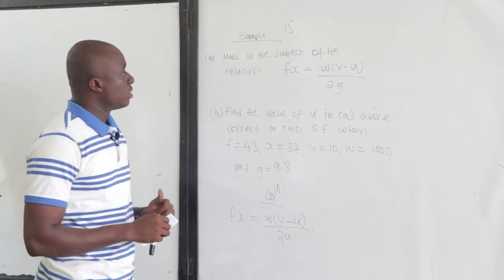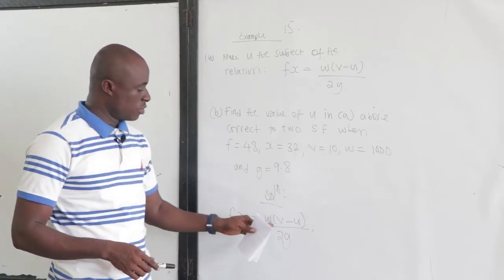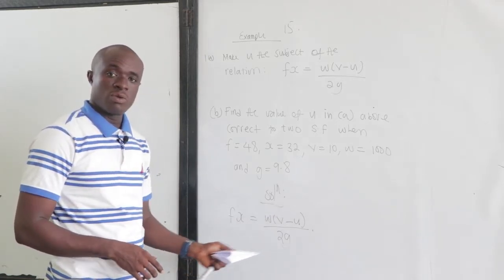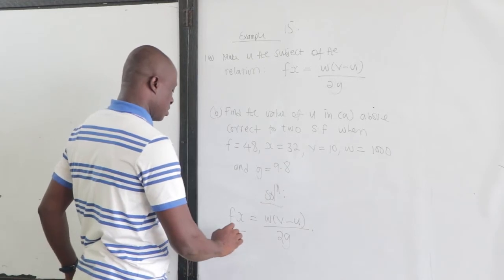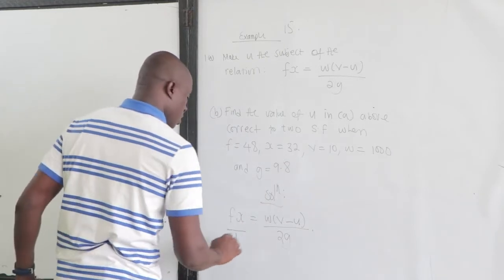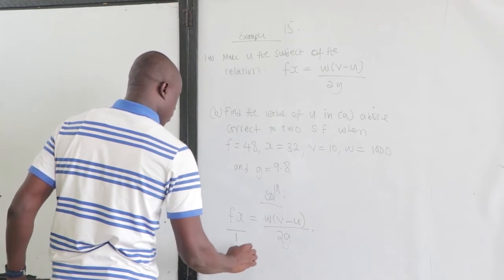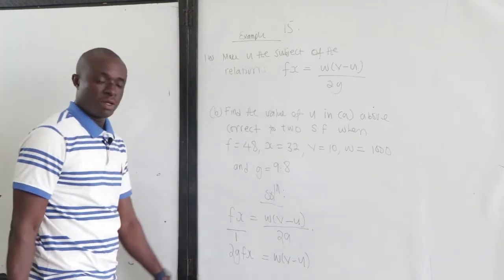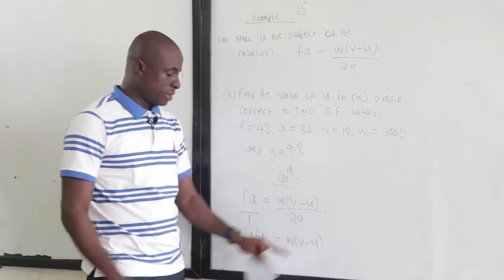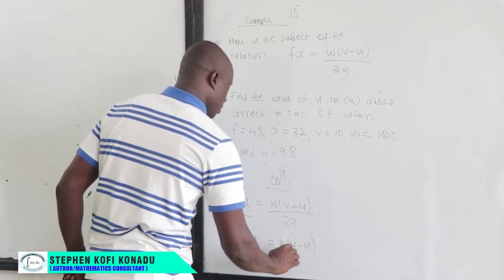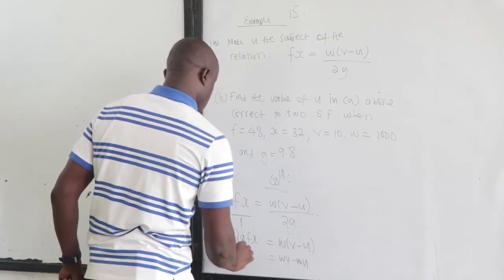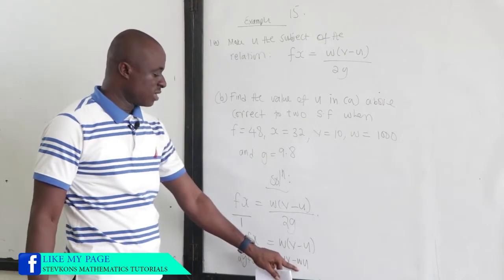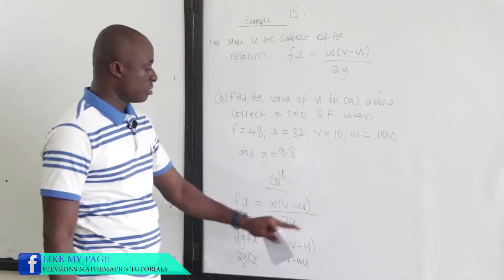We want to make u the subject. We have fx equal to w into v minus u all over 2j. We want to make u the subject. Here, what can we do? We can cross multiply. This is the same as fx over 1, so we can cross multiply. In this case, we get 2j fx equal to w into v minus u. We want to make u the subject, so we can expand this using the distributive property. This is negative, so let's bring this to the left hand side and take this to the right hand side.